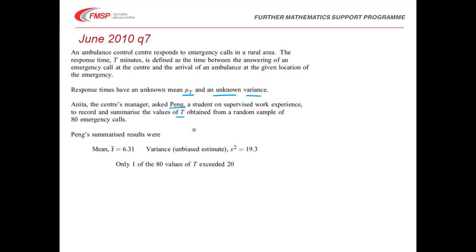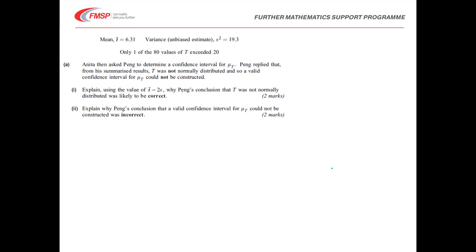And she does this, and she works out that T bar is 6.31, and that S squared, the unbiased estimate of the variance, is 19.3. Also, we're told that only one of the 80 values of T exceeded 20. So we could rewrite this as the probability of T being greater than 20 is equal to 1 out of 80, if you wanted to write it that way. So, let's see what the question is asking.